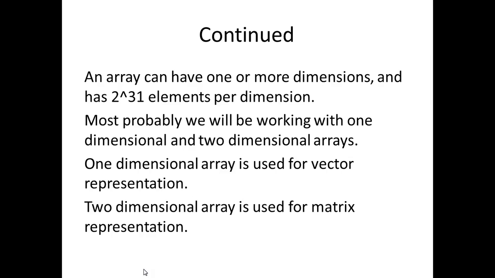An array can have any number of dimensions. For example, an array can be a single-dimensional array, a two-dimensional array, or a multi-dimensional array. But one thing common in all dimensions is that every dimension can have a maximum of 2 to the power of 31 elements. Most probably, in physical world problems, you will be working with either a one-dimensional array or a two-dimensional array. A one-dimensional array is used for vector representations. A two-dimensional array is used for problems relating to matrix representation.